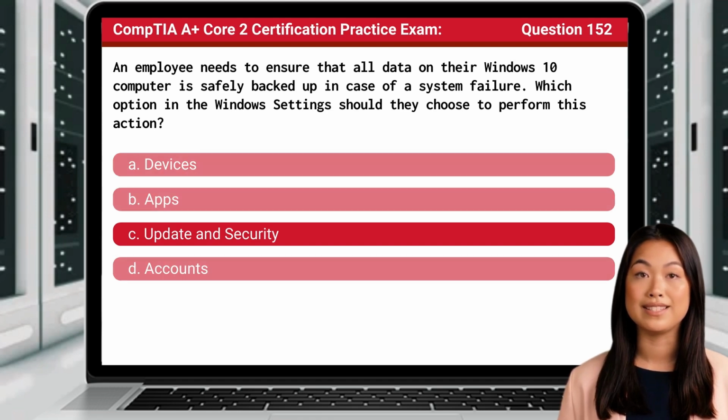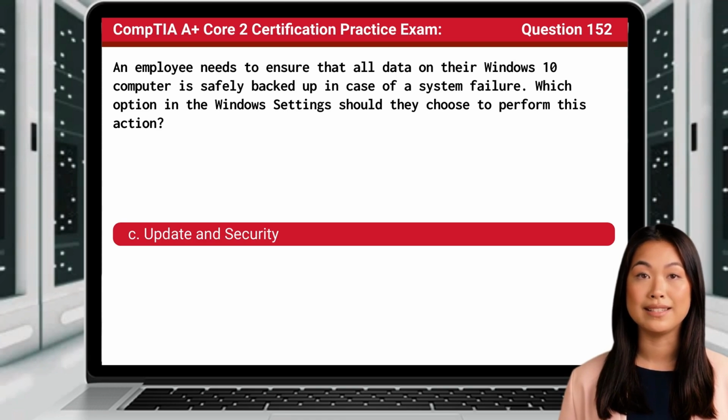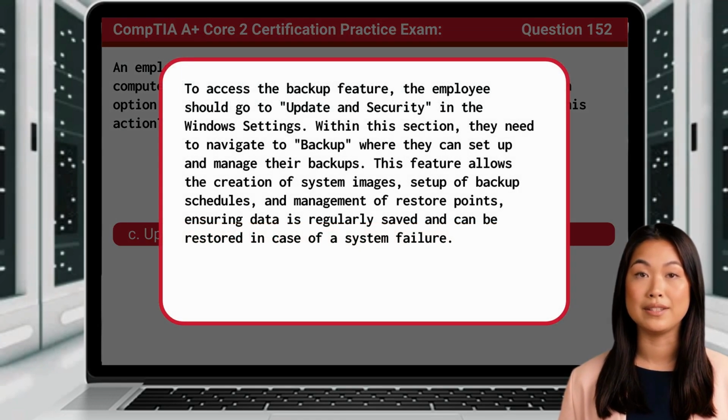The answer is C. Update and Security. To access the backup feature, the employee should go to Update and Security in the Windows settings. Within this section, they need to navigate to Backup, where they can set up and manage their backups. This feature allows the creation of system images, setup of backup schedules, and management of restore points, ensuring data is regularly saved and can be restored in case of a system failure.